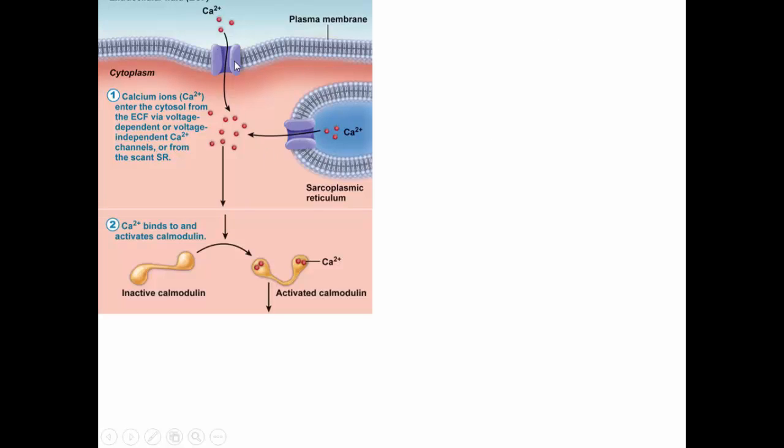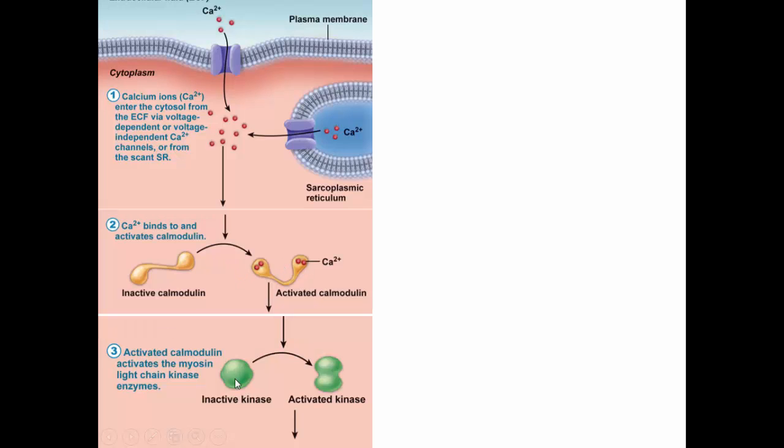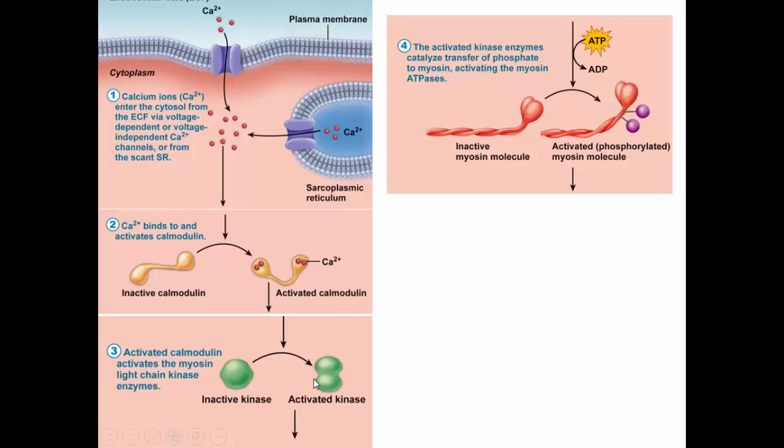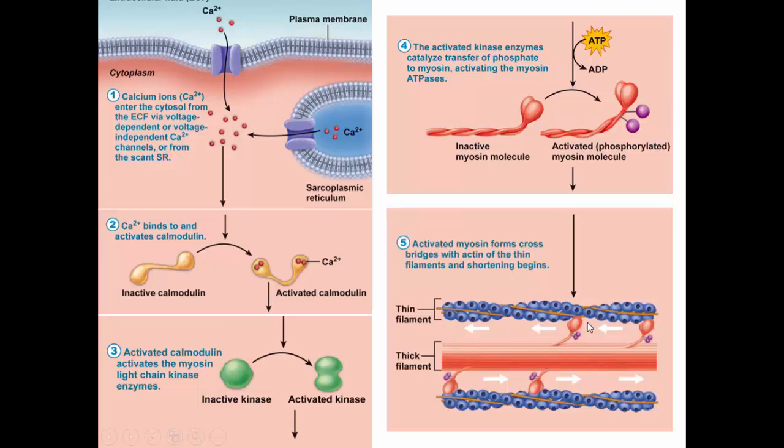So we have the action potential allowing calcium to enter the sarcoplasm from both the sarcoplasmic reticulum and externally, and it binds to calmodulin, activating it. Activated calmodulin will then activate myosin light chain kinase. This will split the ATP on the myosin head, activating it, putting it in its cocked position. And in this case, there's no barrier between the myosin and the actin, so the myosin can directly attach to the actin and the filaments can slide.